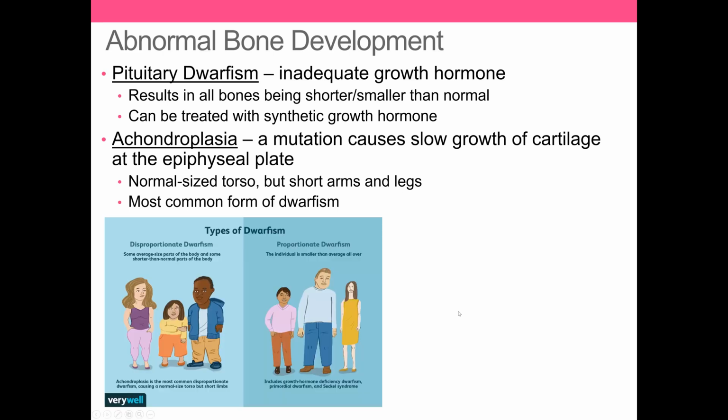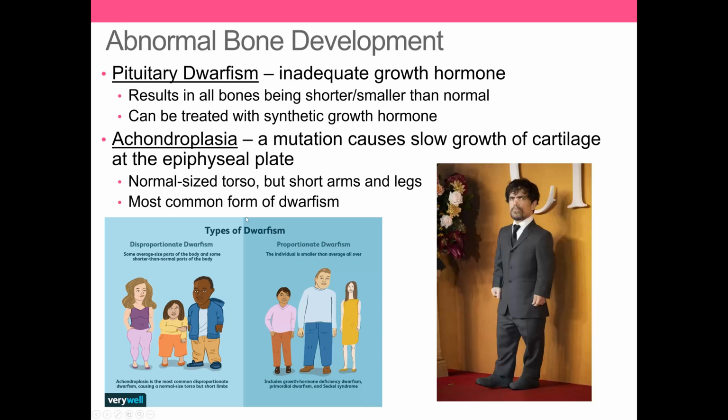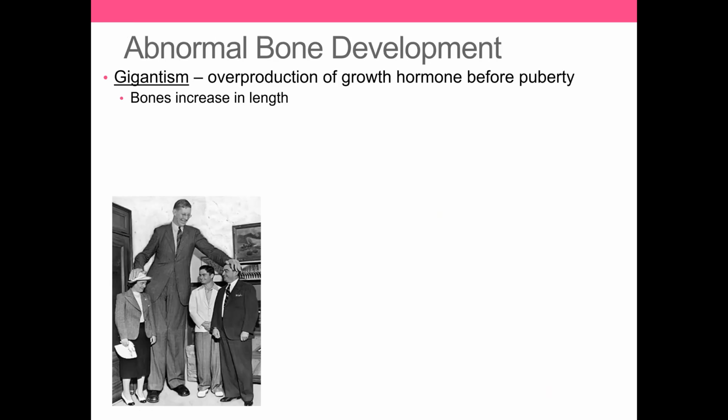So the two types of dwarfism. Disproportionate dwarfism is where the body parts don't really match, right? So you've got like a normal sized torso, but you have short limbs. This is like achondroplasia. Whereas proportionate dwarfism is you're smaller than average all over, and this would be like with the pituitary dwarfism that we don't see much anymore. And you probably know a lot of actors or famous people with achondroplasia. One of them is the actor Peter Dinklage, who played in the Game of Thrones series. He has achondroplasia.